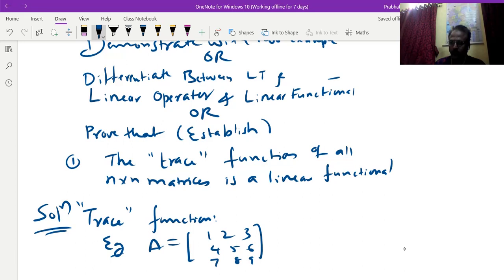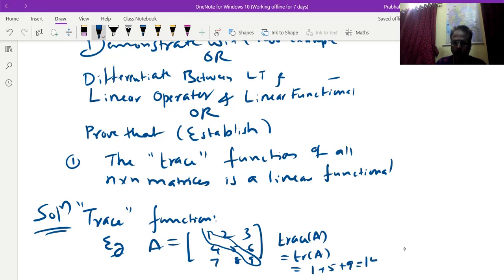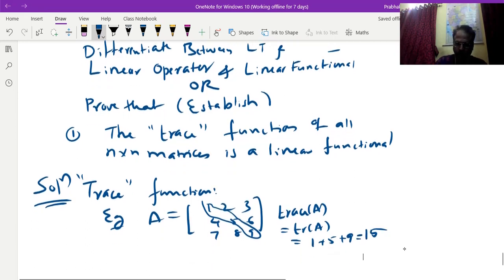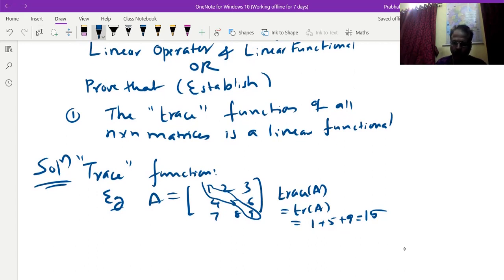Then the trace function, trace of A, but in short we write it as TR of A, is nothing but the sum of all the diagonal elements, which is 1 plus 5 plus 9. Some answer you will get, a real number at last. That you should note. Final output is a real number.